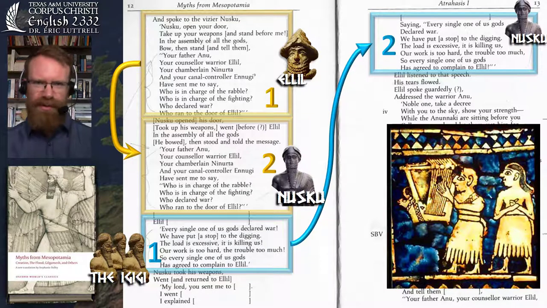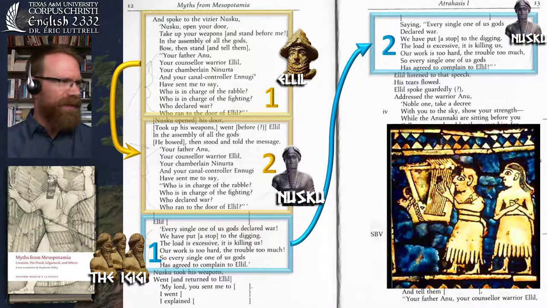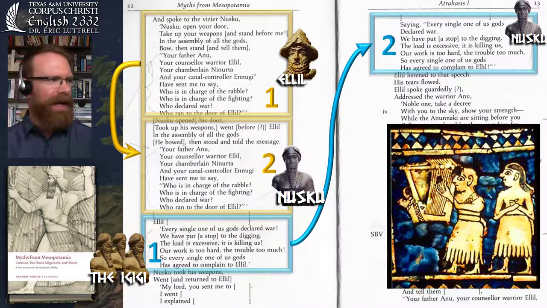Then Nusku takes the message. He does what he's told. He goes to the assembly of the Agigi on behalf of Elil, because Elil is hiding in his house. It's Nusku that gets sent out to go negotiate with this gang. And he bows, he tells the message, and we have the same text repeated.